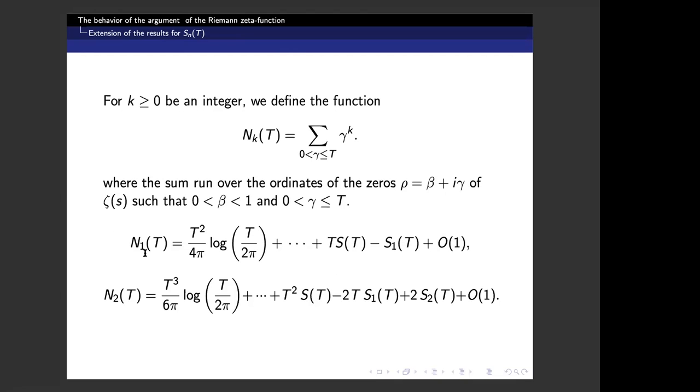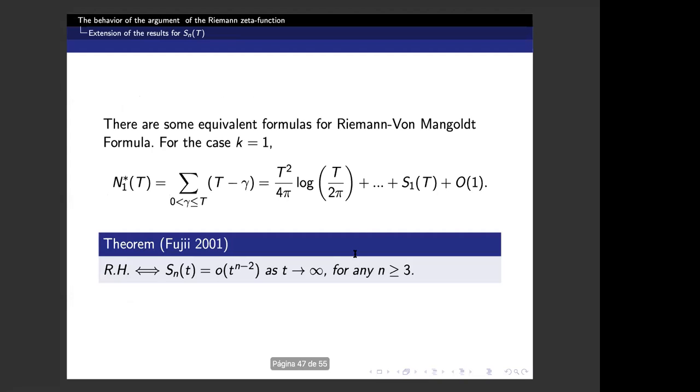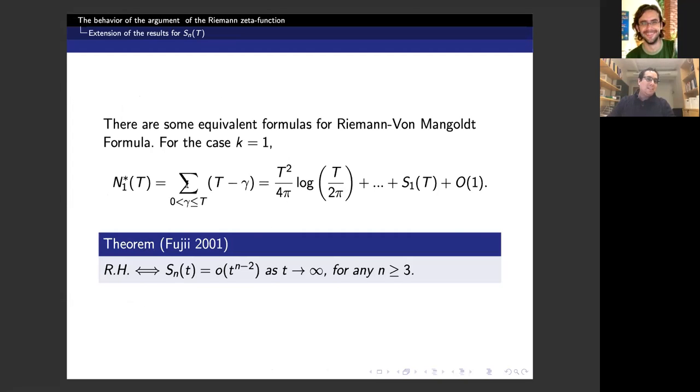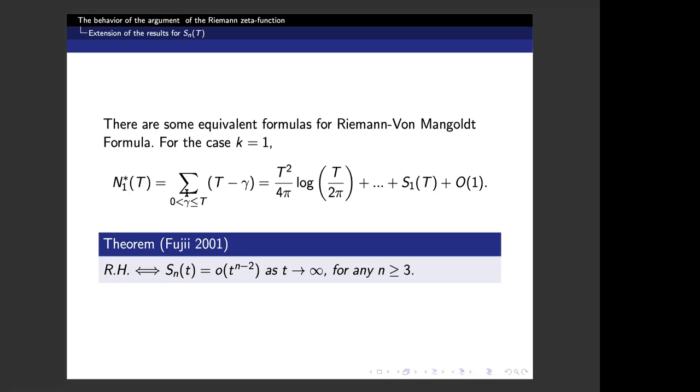For instance, for N_2, you use integration by parts again, and here S_2 appears. So, for instance, in this equality here, you can use the Riemann-von Mangoldt formula again. So if you define N_1 star (t), you have these sums here. It's similar to the Riemann-von Mangoldt formula, but now S_1 appears, not S, just S_1(t). These functions are very nice in this part. We have a similar form.